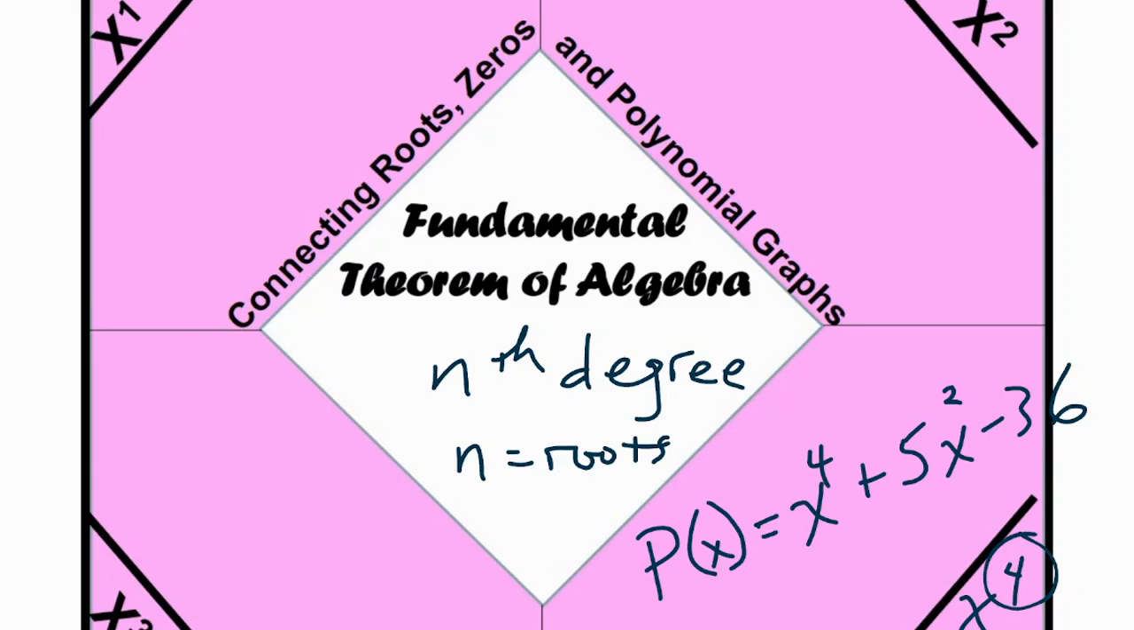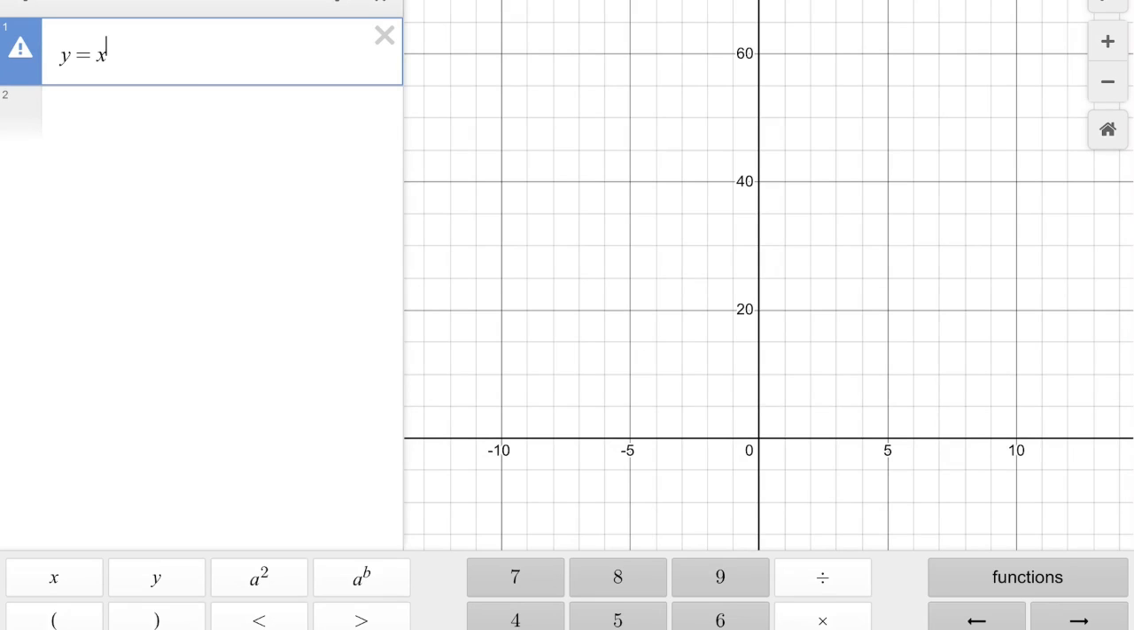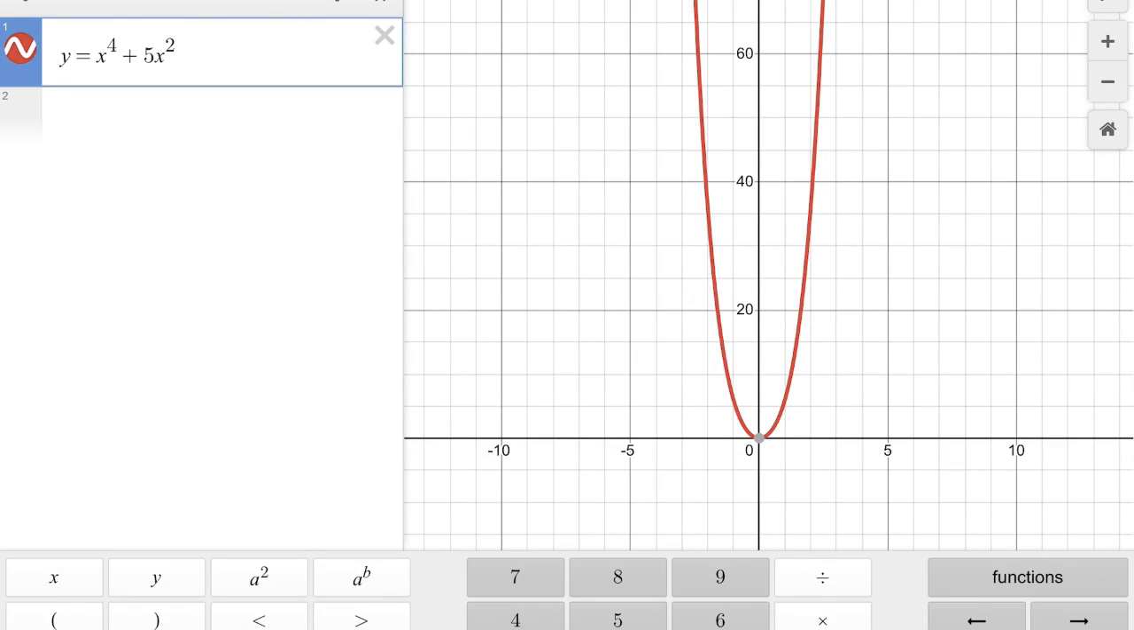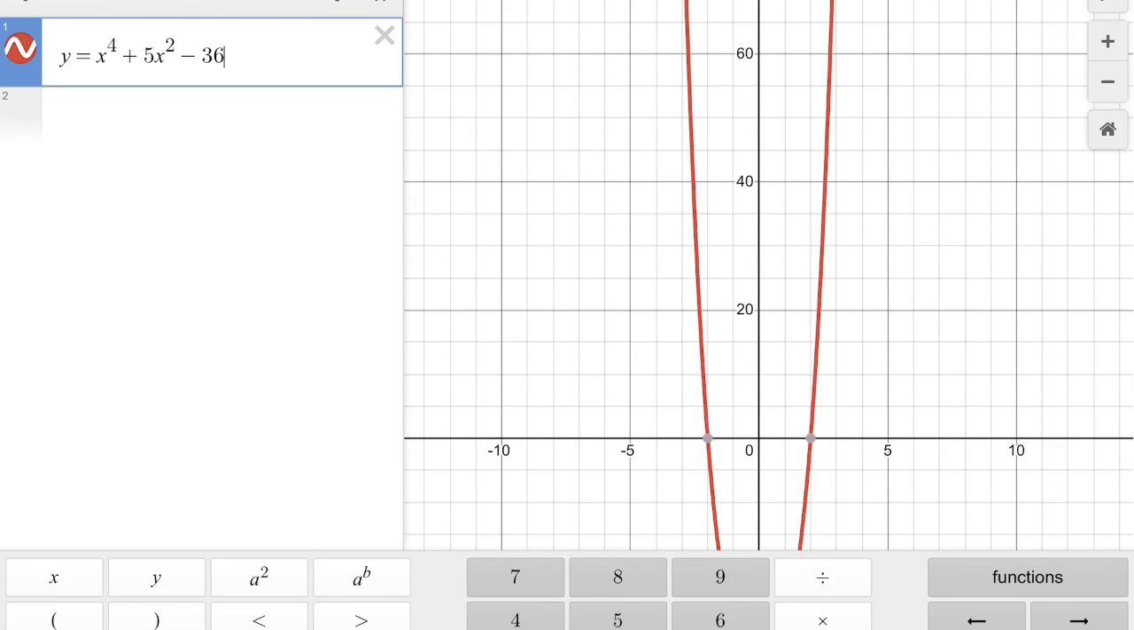I wonder what will happen if we graph this problem first. Maybe we can see those roots. What do you think? Yeah, let's again switch over to Desmos and we'll quickly type this in and see what we see. All right, so we need x to the 4th plus 5x squared minus 36.